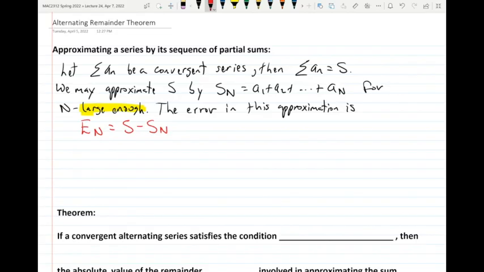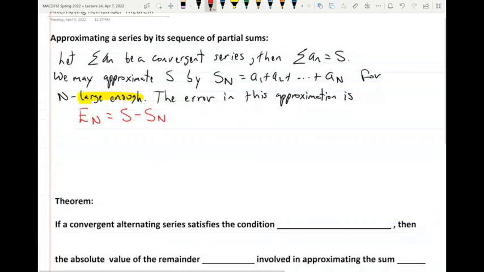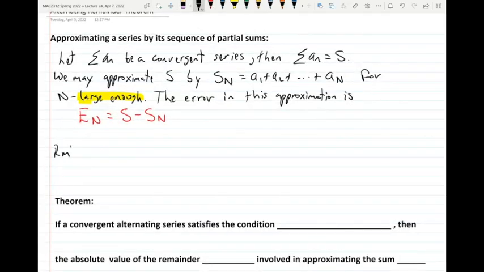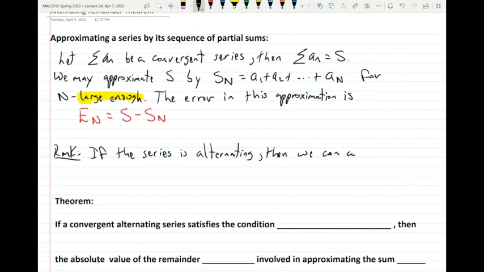So, this is a general thing that I'm writing up here. For any series that converges, it equals some sum, a certain number. You want to know what this number is or get close to it as much as you can, so look at the sequence of partial sum with n big enough, and then you need to understand that if you make the approximation, there is an error involved. The question is, can we control it? Okay? So, remark, if the series is alternating, then we can control this error.